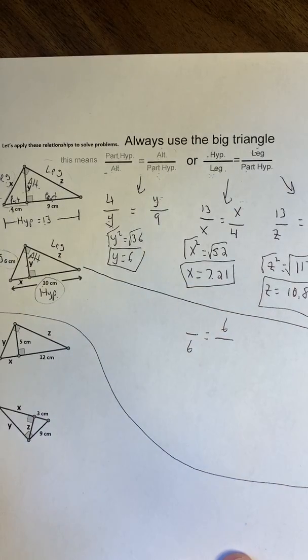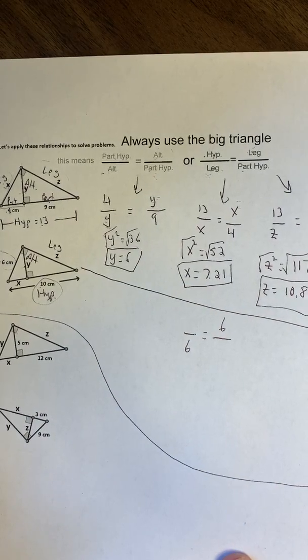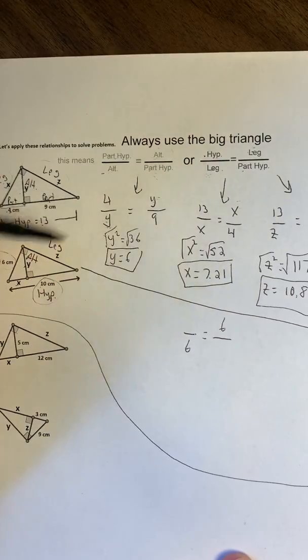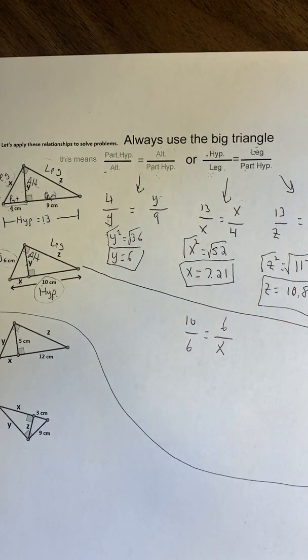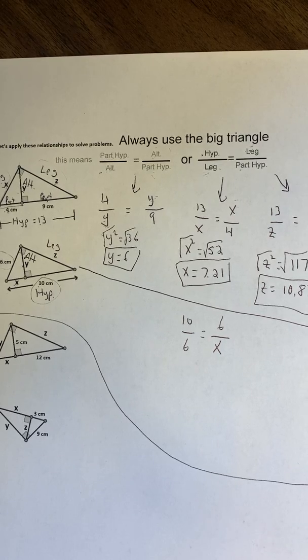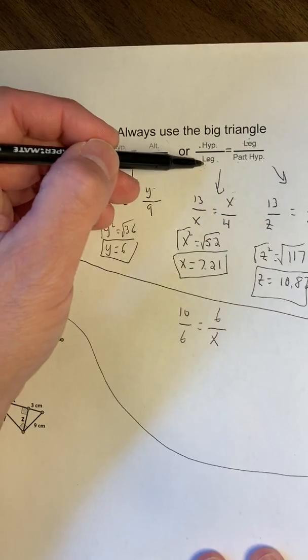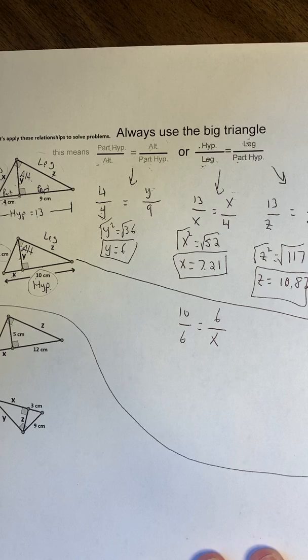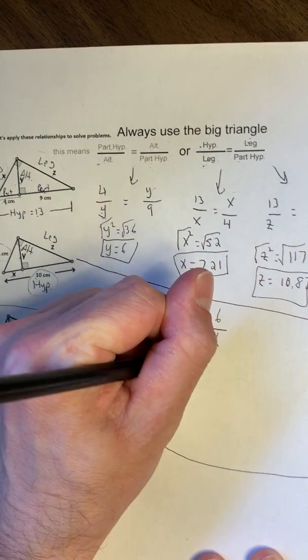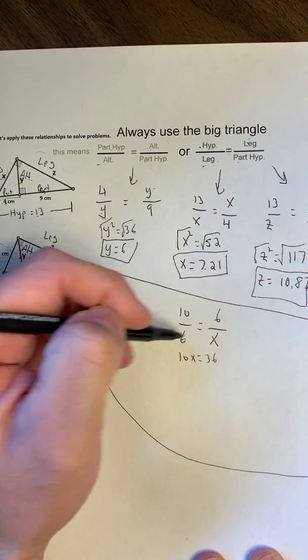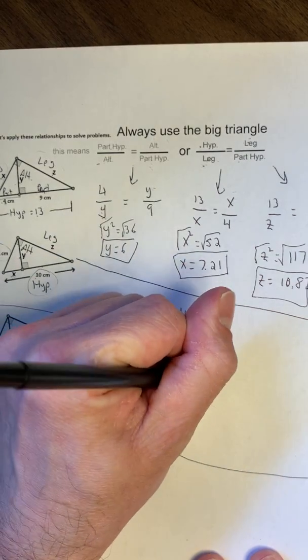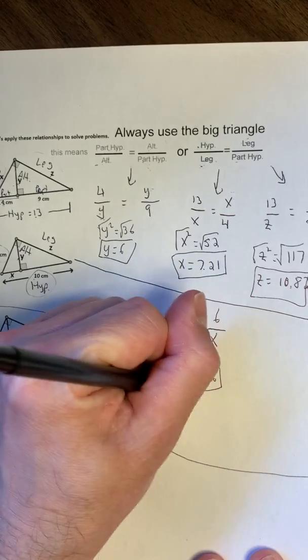I'm going to put that in both corners. That's the geometric mean. Use the entire hypotenuse. That's 10. And use the part of the hypotenuse that's attached to the leg. That's easy. That's x. I can figure out what x is using this proportion over here. So I'm going to cross multiply. I'm going to get 10x equals 36. That's going to end up being 3.6.